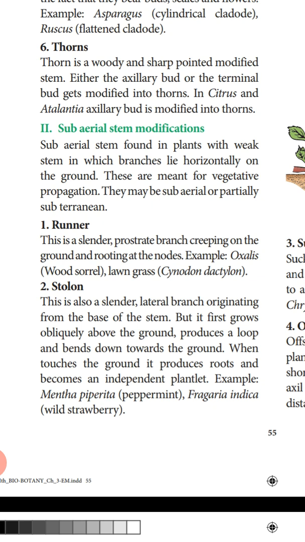The first one is the runner. This is a slender prostrate branch creeping on the ground and rooting at the nodes. Examples are Oxalis and lawn grass, that is Cynodon dactylon. You might have seen that when you pull out a grass from the ground, the soil is lifted up to some distance, because the branches of the stem grow in different directions. When you pull out the main stem, the lateral branches are also pulled out, and at the nodes you can find roots. So they are called runners.